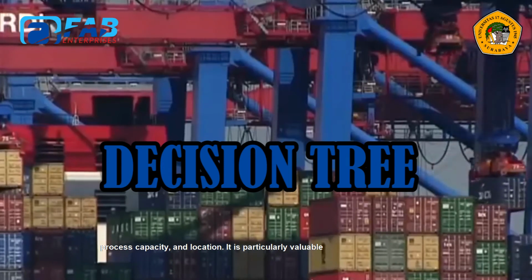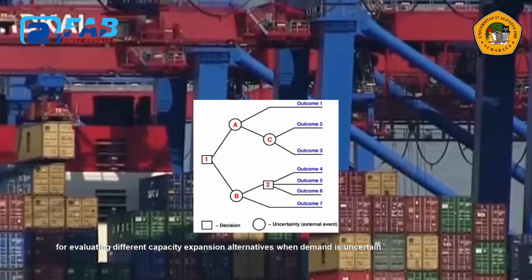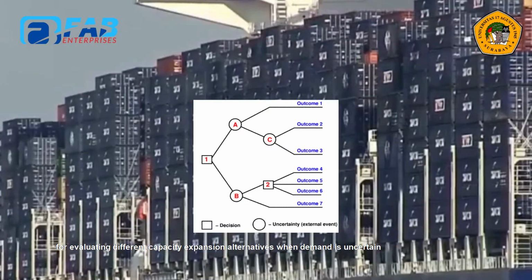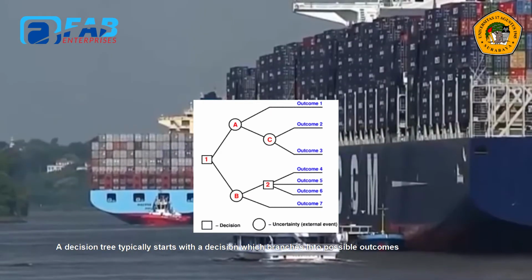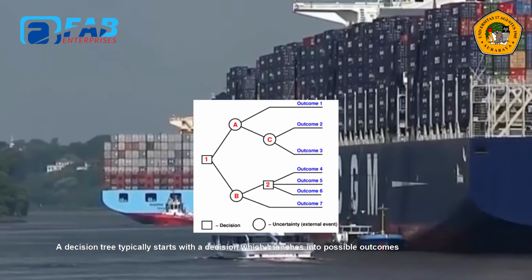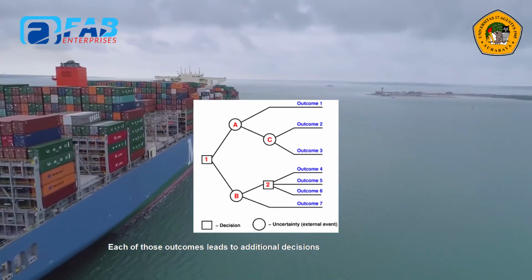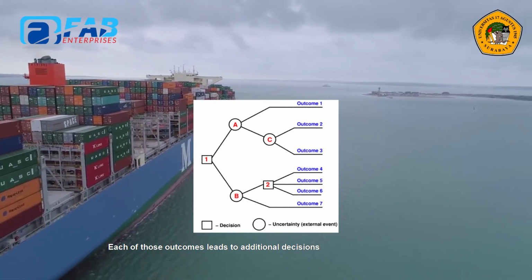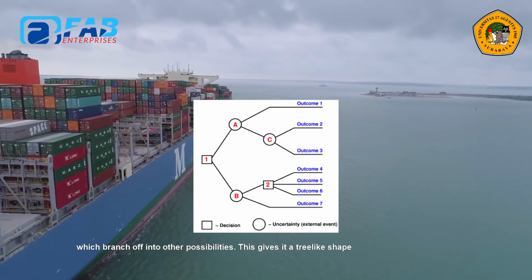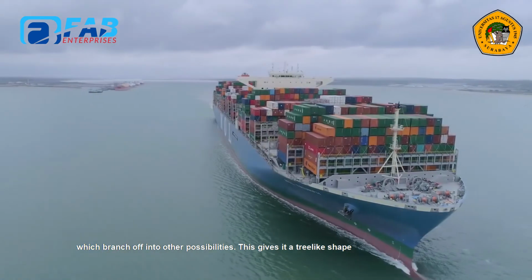It is particularly valuable for evaluating different capacity expansion alternatives when demand is uncertain and sequential decisions are involved. A decision tree typically starts with a decision which branches into possible outcomes. Each of those outcomes leads to additional decisions which branch off into other possibilities. This gives it a tree-like shape.